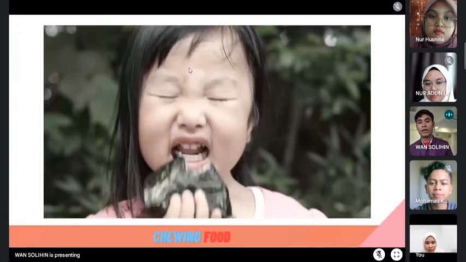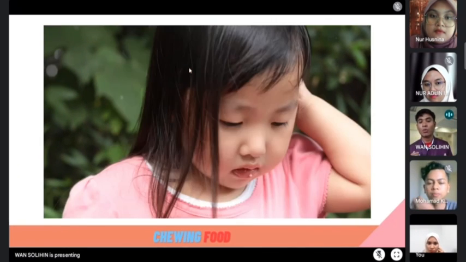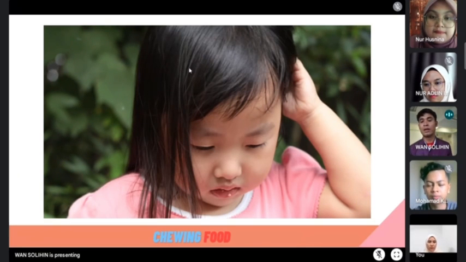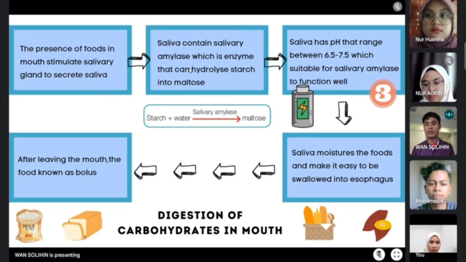Okay. So if you see this girl eating onigiri, my question is, what will happen to that food in her mouth? So let's look into detail. The presence of food in the mouth stimulates the salivary gland to secrete saliva. Saliva contains salivary amylase, which is an enzyme that can hydrolyze starch into maltose. Saliva has a pH that ranges between 6.5 to 7.5, which is very suitable for salivary amylase to function well. Saliva also moistens the food and makes it easy to be swallowed into the esophagus. After leaving the mouth, the food is known as bolus, not as onigiri.